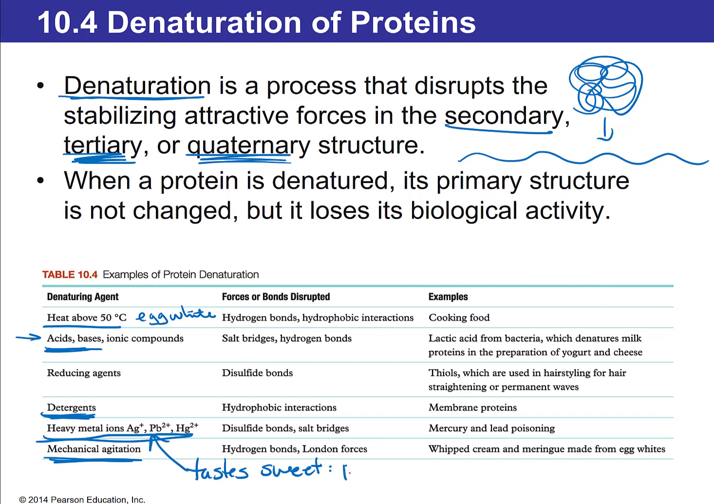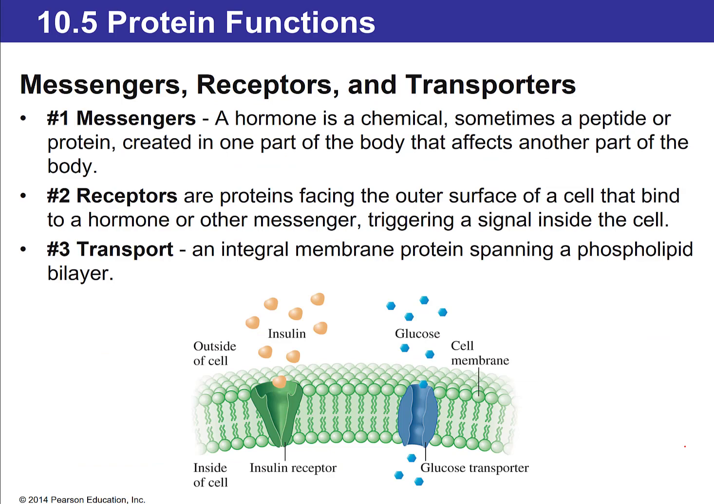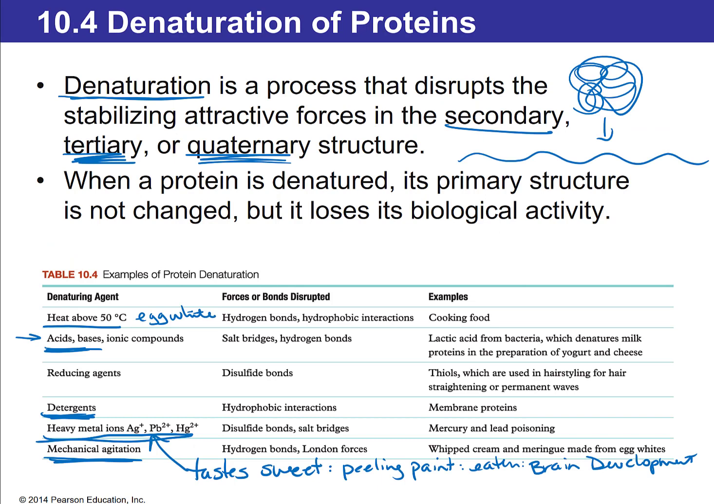Tastes sweet. So peeling paint. Kids eat it. But it ends up having a negative effect on brain development. It causes proteins that should be forming to be blocked from forming. So you'll start to see learning disabilities begin to show up. The bad thing is when it gets to a certain level, actually getting it out is really difficult. So if you get to that point, those learning disabilities may not be overcome just by removing them from the environment.